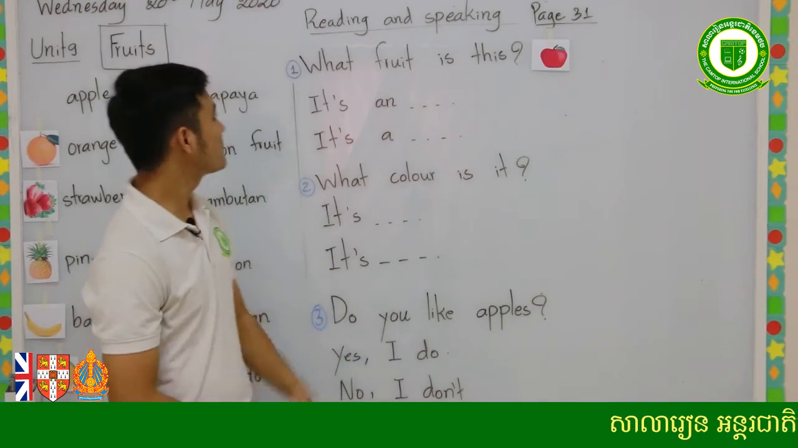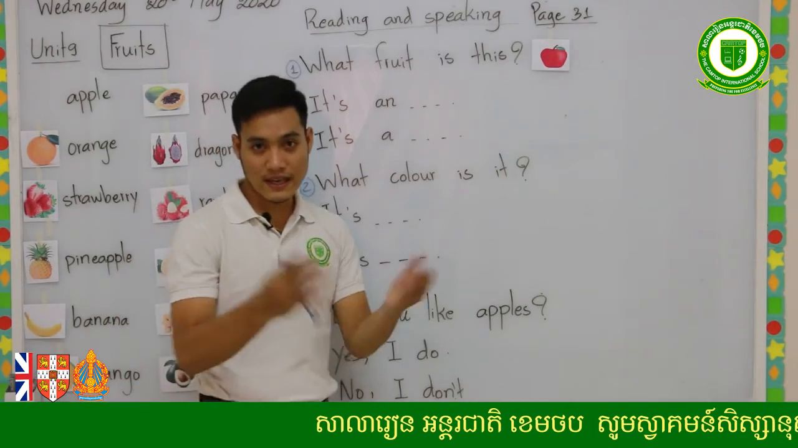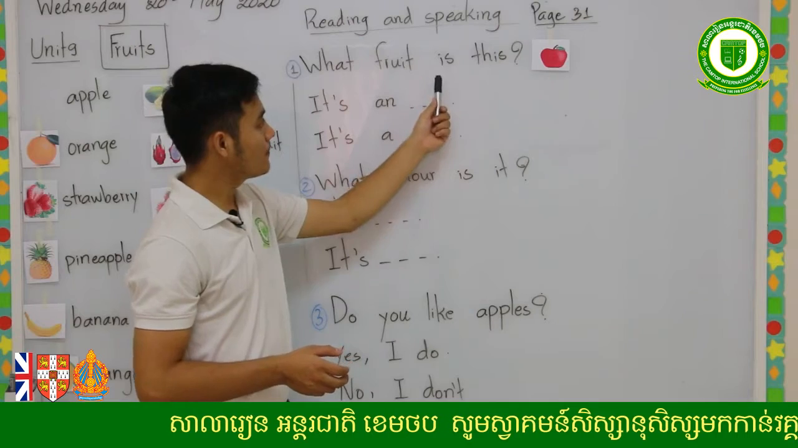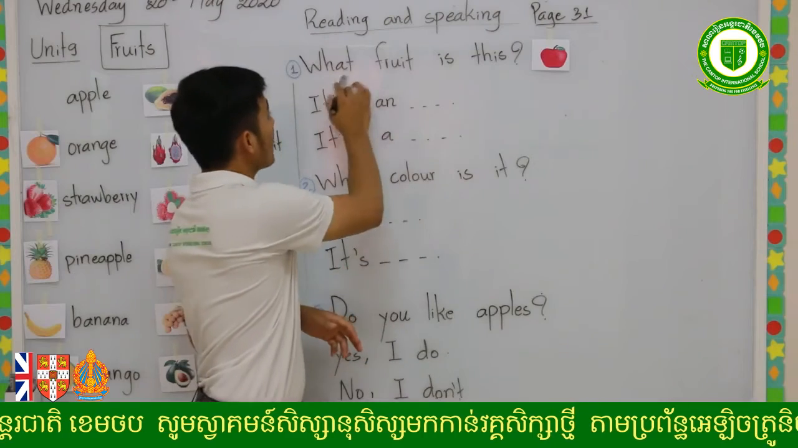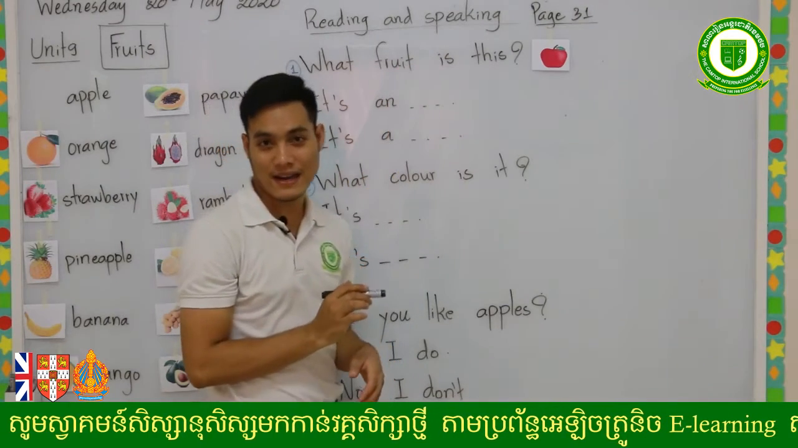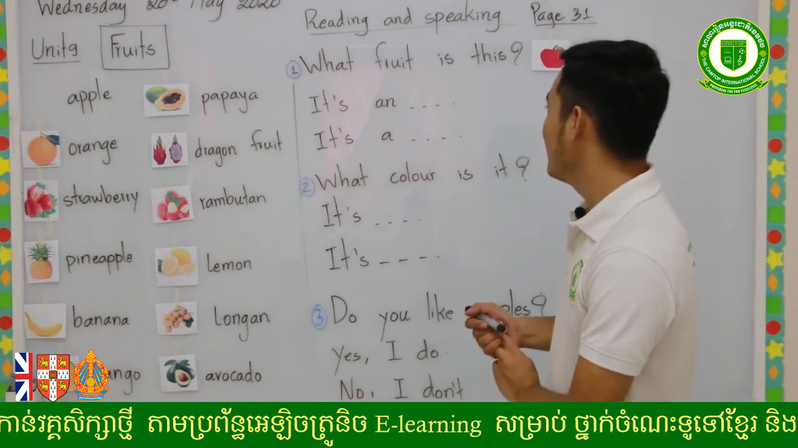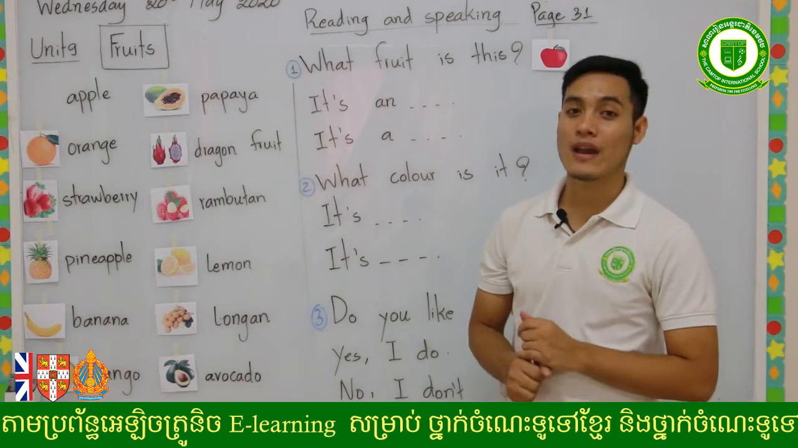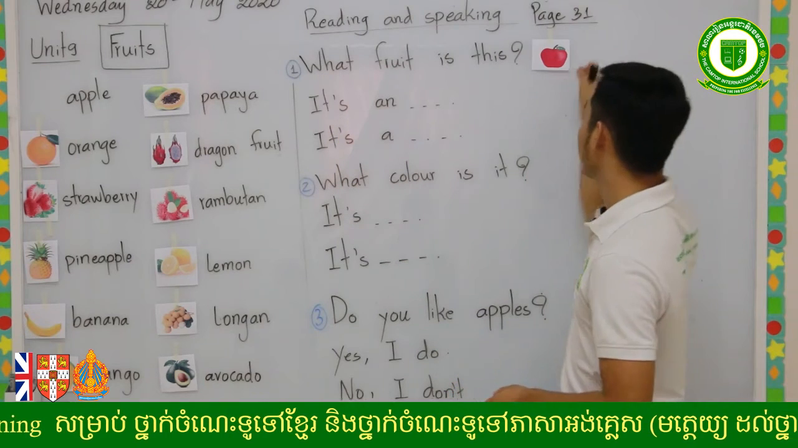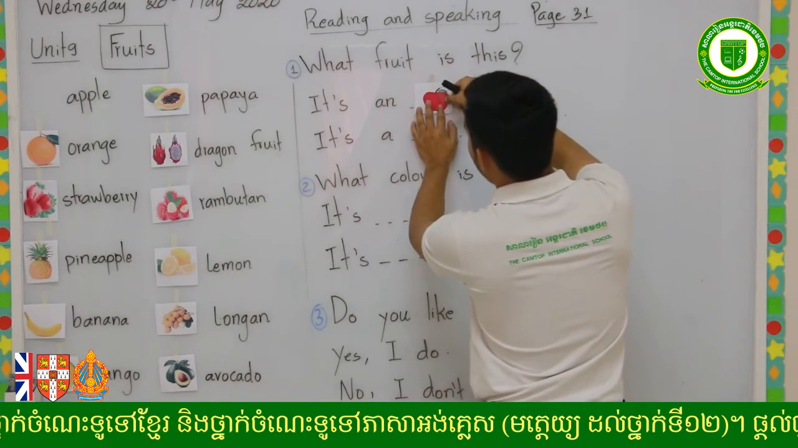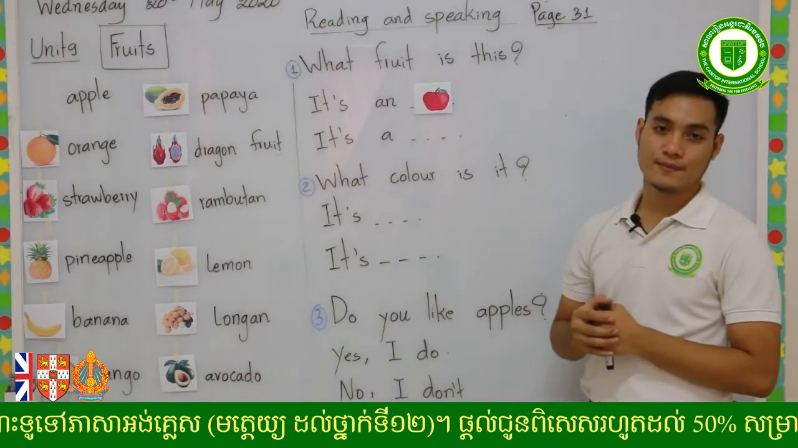When you ask somebody, you have to ask like me. So ask together. What fruit is this? One more time. All right, good. What fruit is this? Very good. So how do you answer after somebody asks you? You have to answer like this. It's an apple.